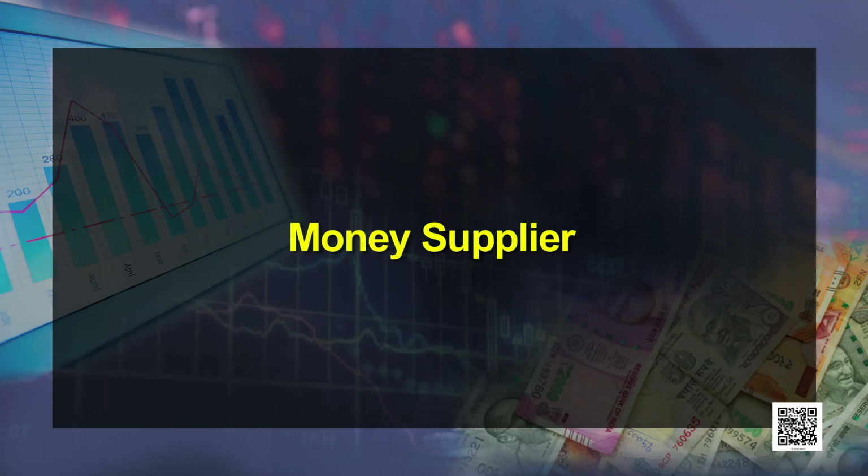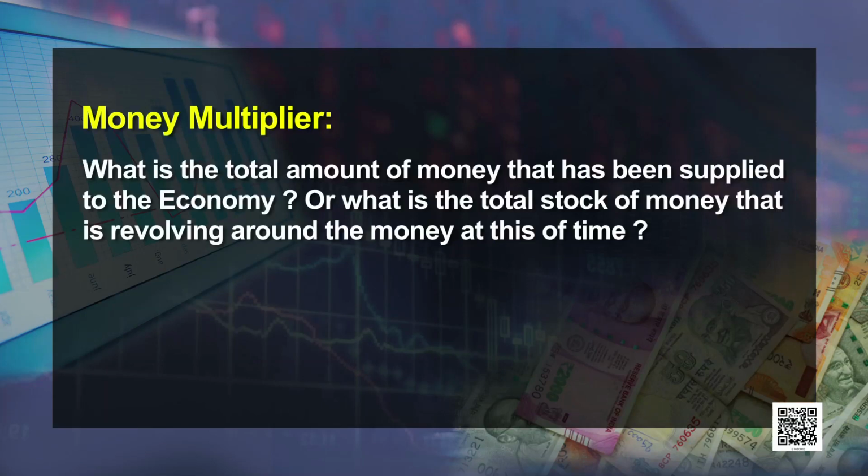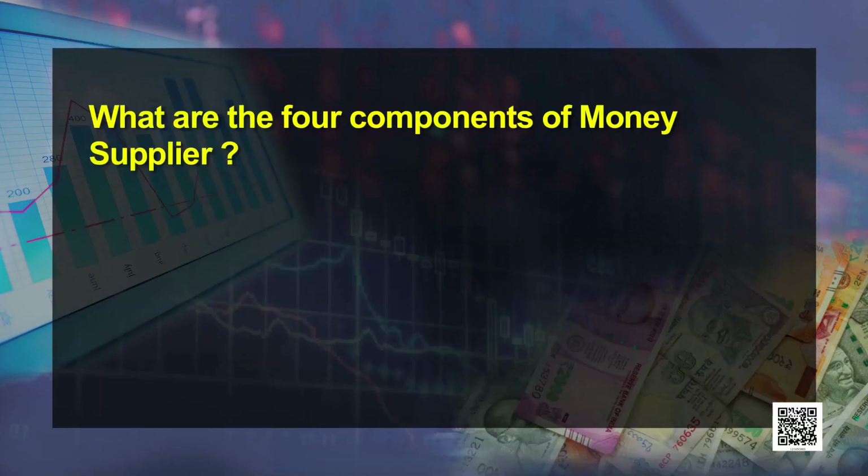So now let's talk about money supply. What is money supply? What is the total amount of money that has been supplied into the economy? Or what is the total stock of money that is revolving around at this point of time? This is known as money supply. So in 1979, the government issued directives to RBI asking what is the total circulation of money at any given point of time. The RBI came up with 4 components of money supply, that is M1, M2, M3 and M4.